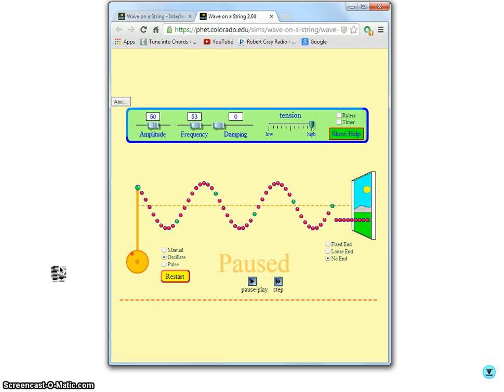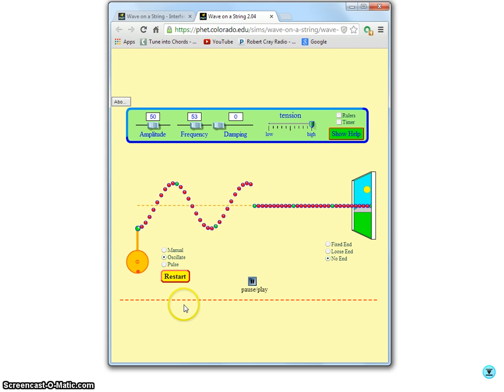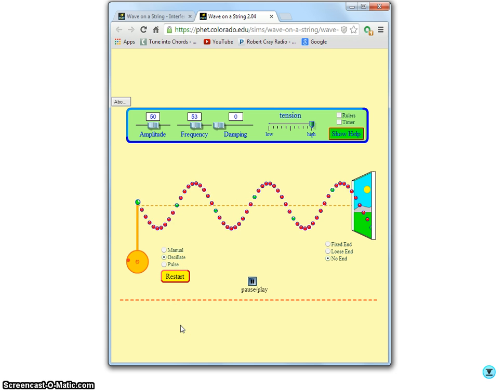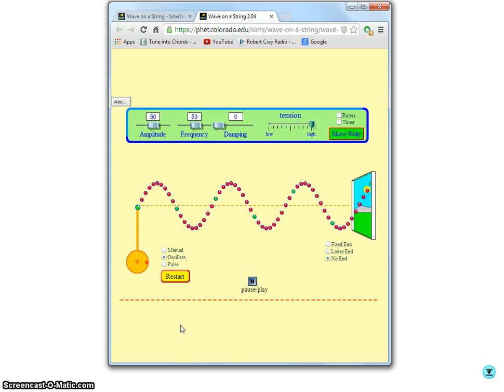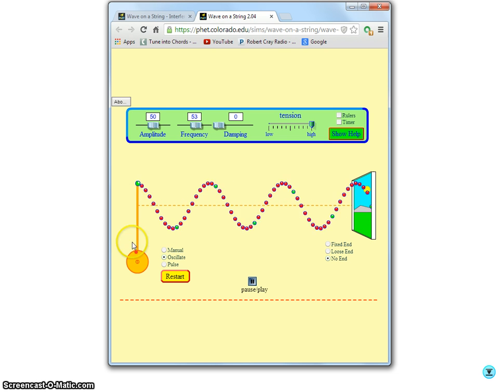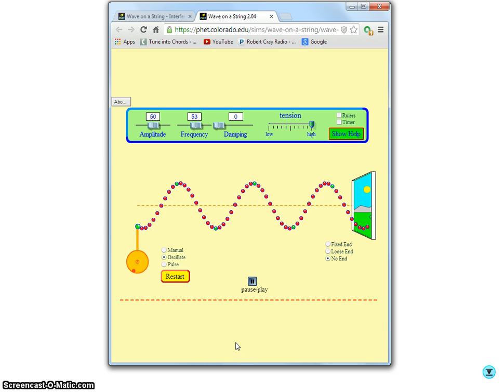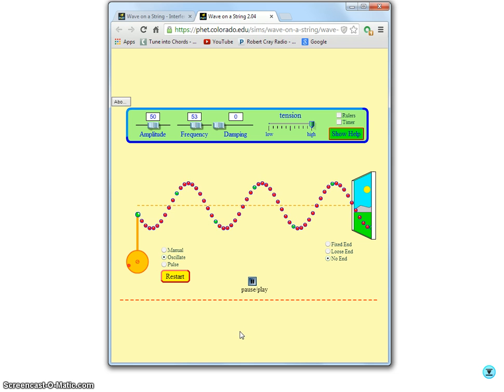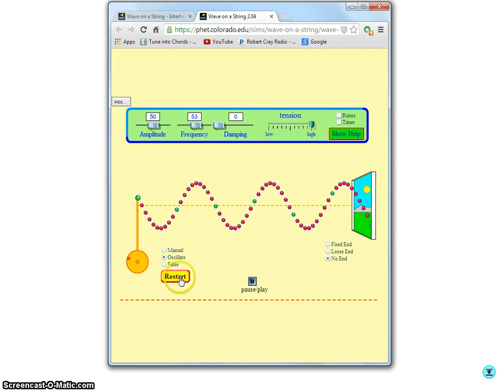So here I have a computer simulation model that will show you a transverse wave. As I start it, you can see the wave is actually traveling from left to right, but the generator is moving up and down. So if you look at the medium, it's moving up and down while the wave itself moves from left to right.